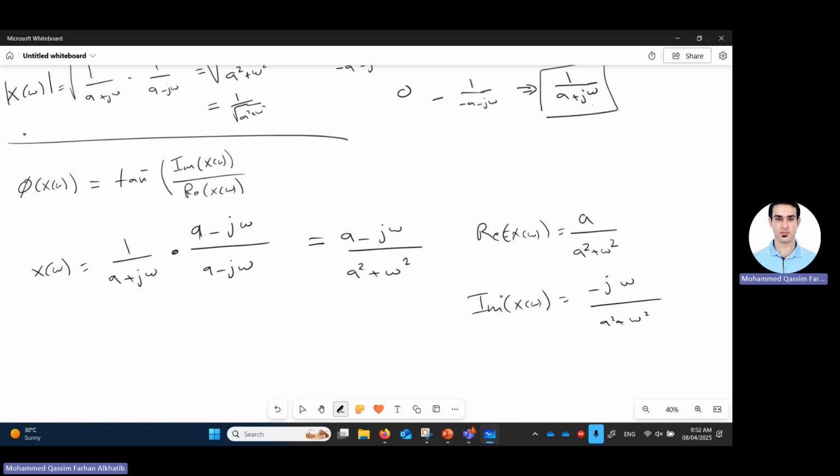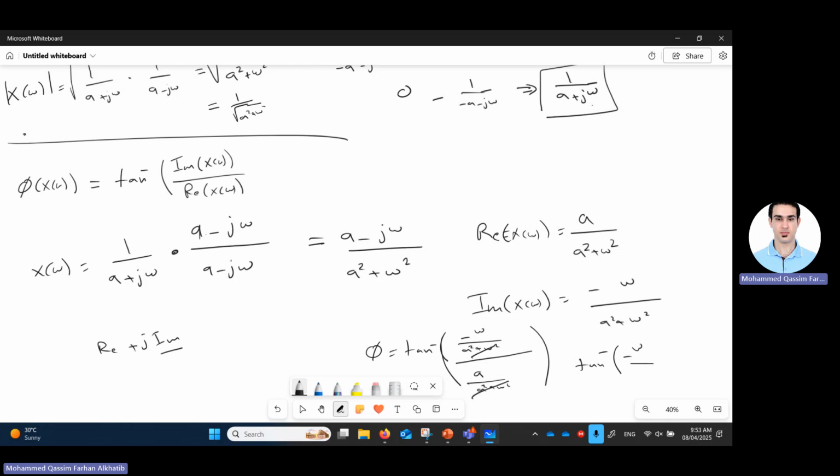However, since I said this is the imaginary part, there is no need to put the j. J is just because each number is considered as represented like this. So for the imaginary part, there's no need to put the j. All right, so the phase will be tan inverse of negative omega over a square plus omega square, over a over a square plus omega square. They will cancel, so tan inverse of negative omega over a. That will be the phase for this expression.